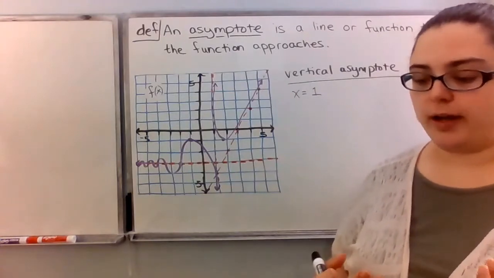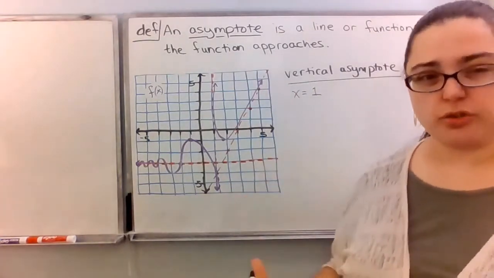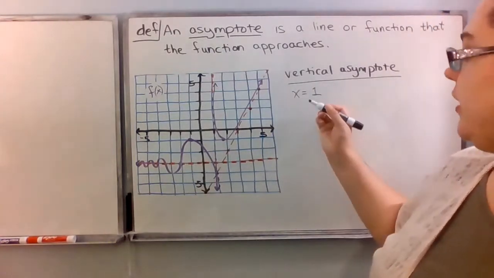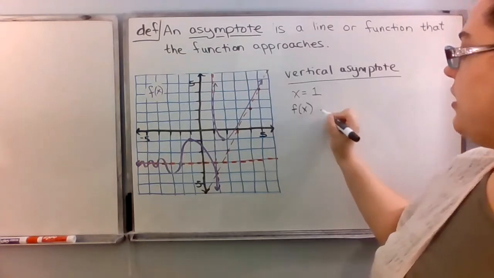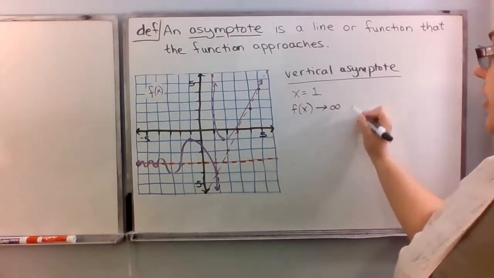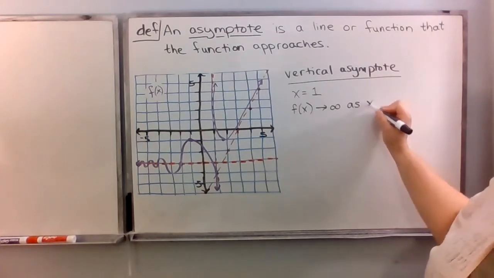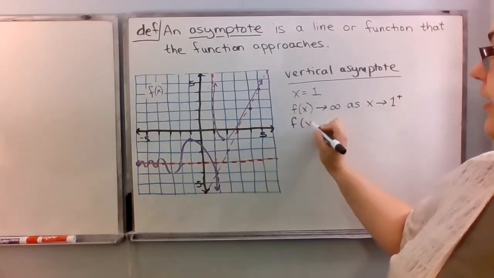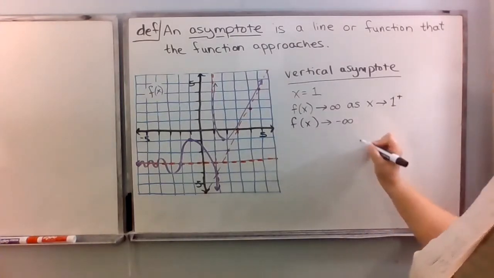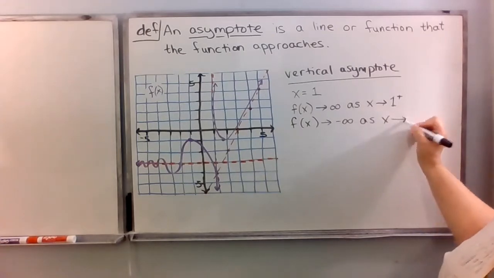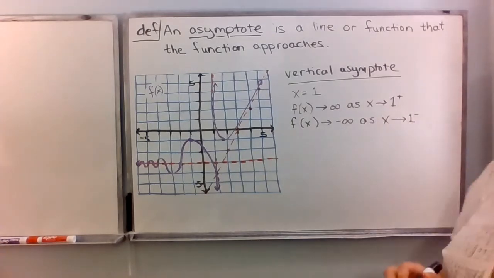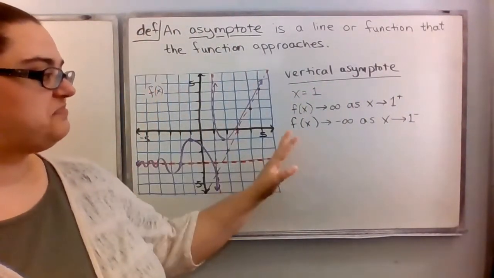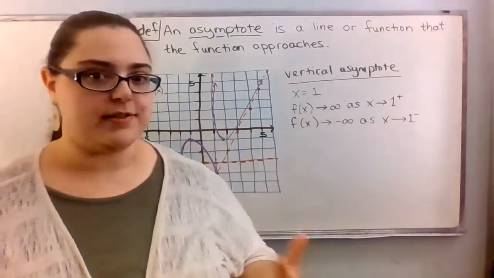Now there are two additional notations we can use to describe the behavior of this graph. So I could say something like f of x gets close to positive infinity as x gets close to 1 plus. And I could say f of x gets close to negative infinity as x gets close to 1 minus. Now, as I was writing the notation, I was saying kind of what I was writing. It's not how I would pronounce this.